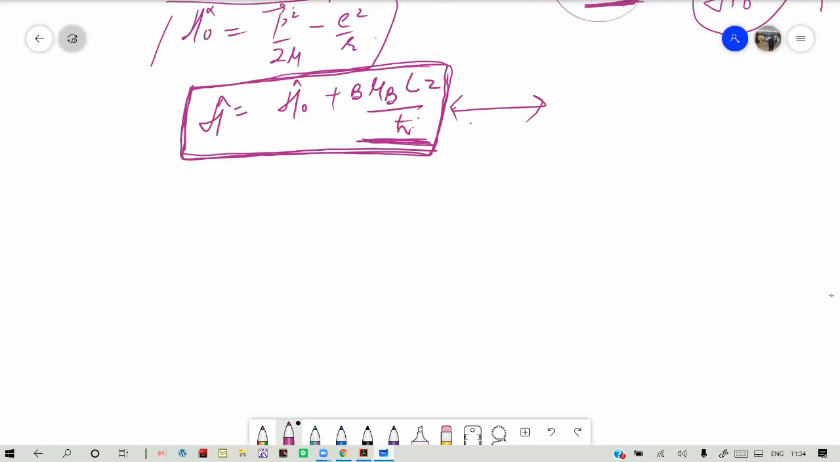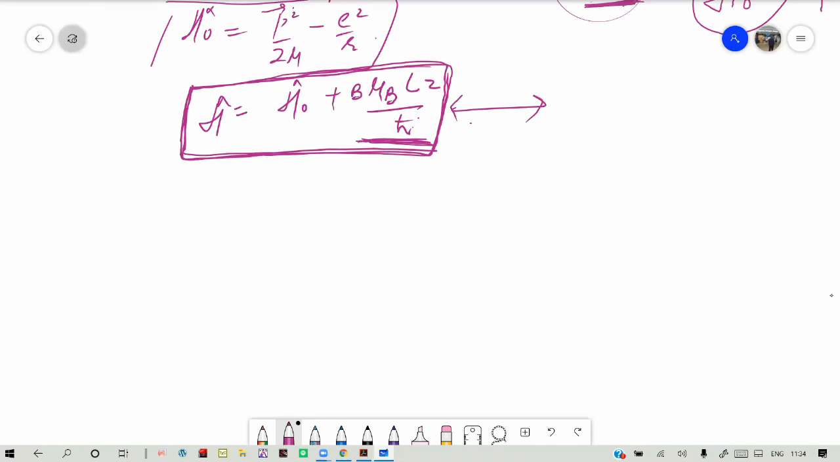We know that this H naught and LZ, H and LZ, they all commute with each other. And LZ and H naught, that is what I told you, they commute. So they have a set of common eigenfunctions. We'll treat it quantum mechanically now. Use the perturbation theory. First order perturbation theory.